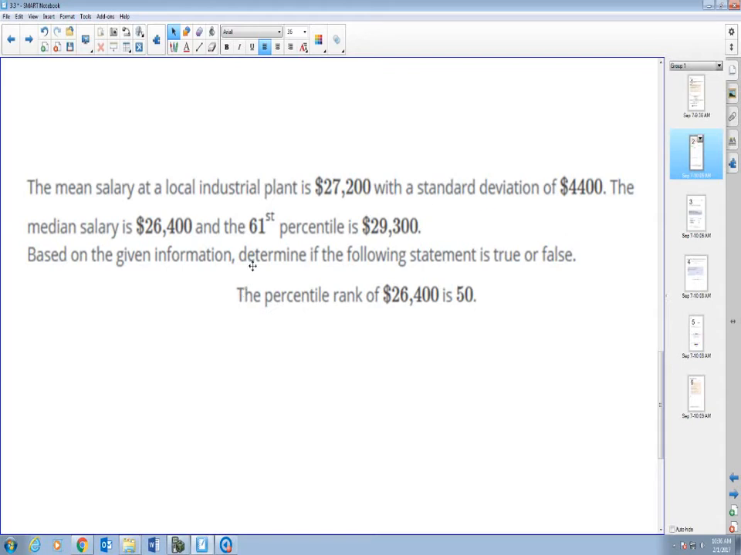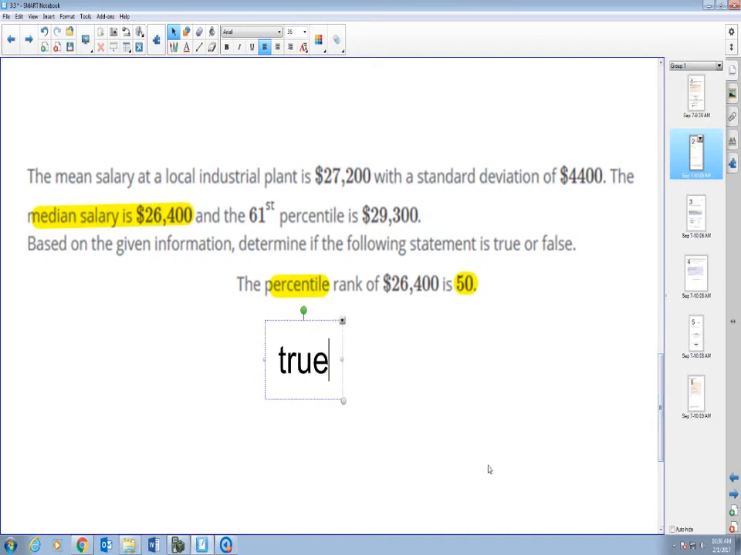Same information. Based on the given information, what is the percentile rank of 26,400? 26,400 is the median salary. So the percentile for the median is 50%. That is true. That's what the median is. The median is right there at exactly the halfway point, the 50th percentile. So that's true.